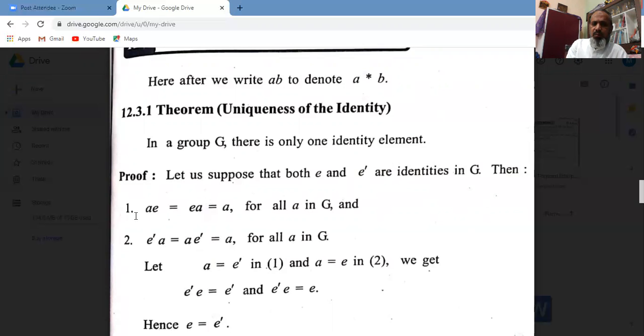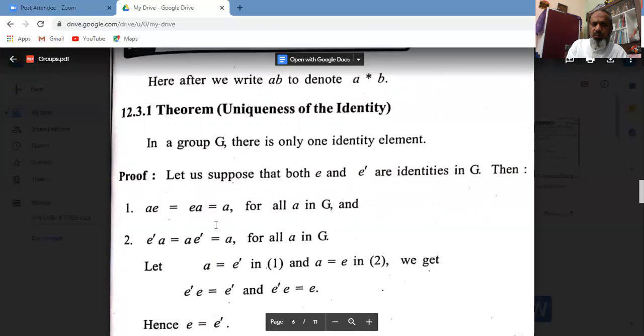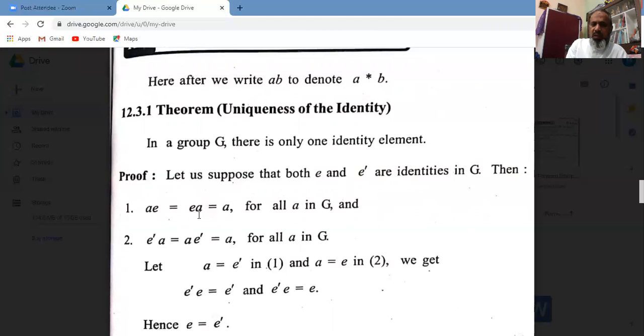So see here, in equation 1 and in equation 2, E A is equal to A, E dash A is equal to A. It is possible when E is equal to E dash. Similarly, A E is equal to A E dash is equal to A. From these two equations, it is possible only when E must be equal to E dash.